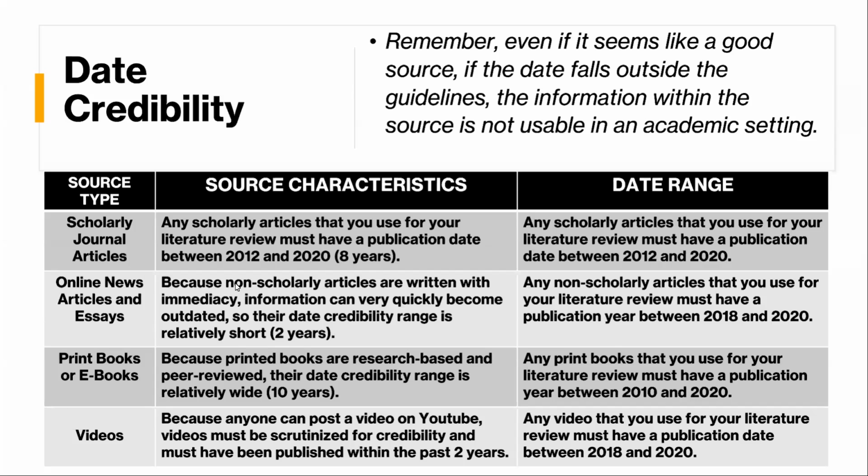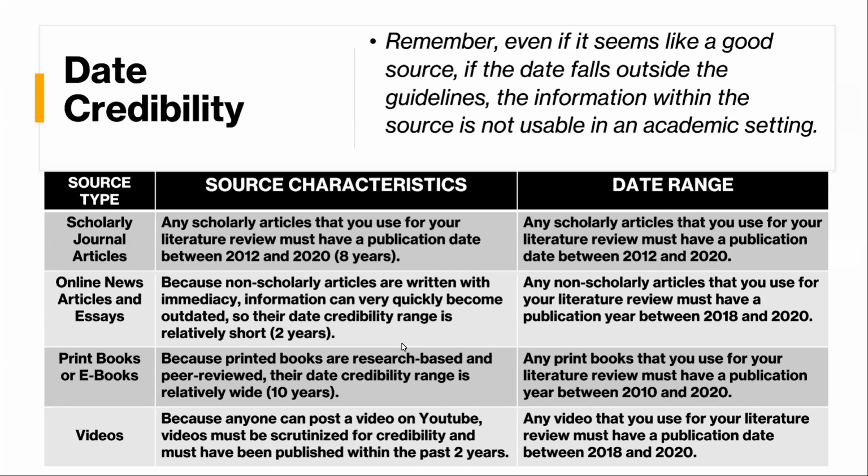But if you're using a regular news article, one that is not peer reviewed, one that's not an academic scholarly article, the credibility date range changes drastically, because news articles are written to address immediate issues, immediate, topical, popular issues, and some online news articles can go out of date in 24 hours.